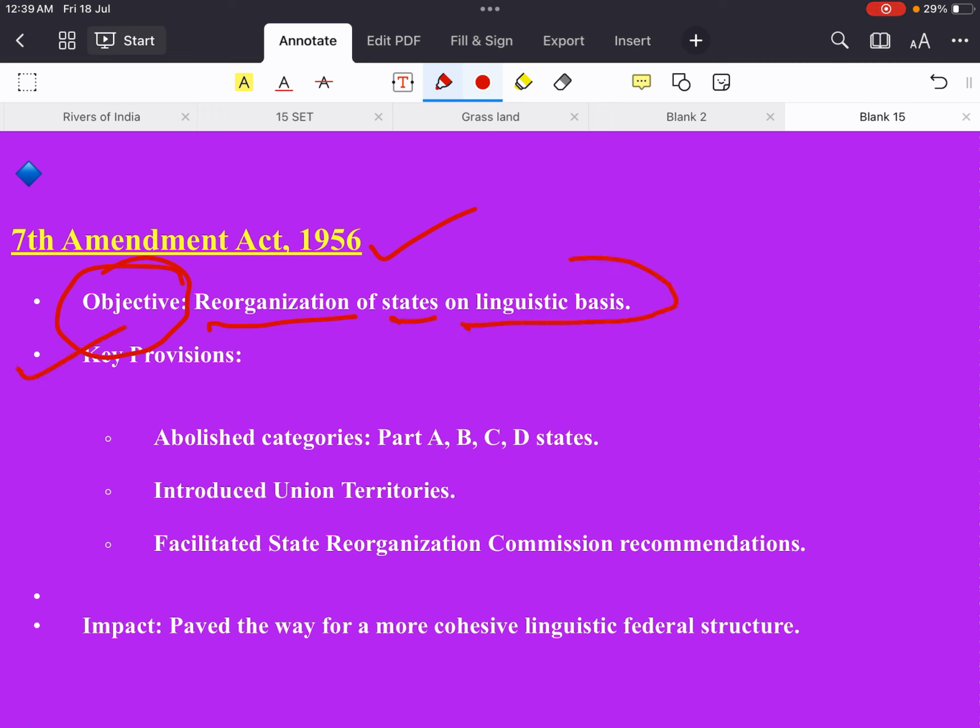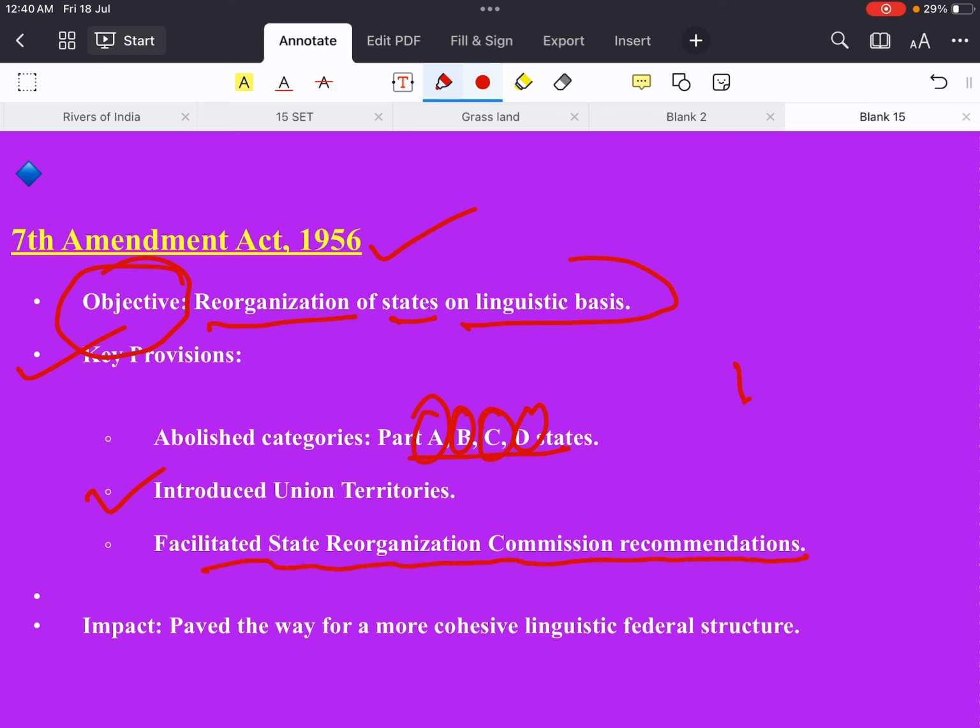What are the key provisions of this amendment? Abolished Part A, B, C, D states. Our states were categorized in A, B, C, D. This system was abolished by the 7th Constitutional Amendment Act. Then, by abolishing this, it introduced union territory. Then facilitated the State Reorganization Commission recommendation.